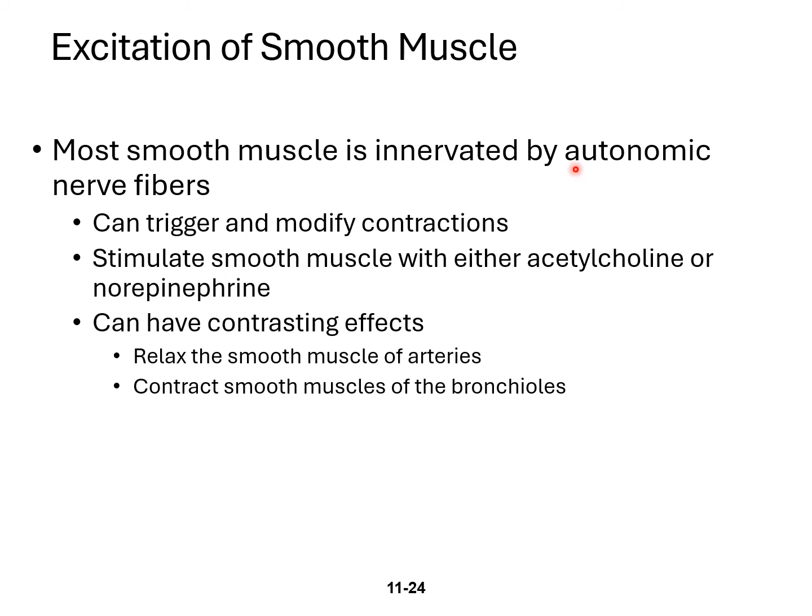And then we talked about the autonomic nervous system. These can trigger and modify contractions. We've also talked about other things that can do it, like stretch, pH, and all these other things. It's either going to be acetylcholine or norepinephrine, but again, most of these are going to be talked about when we do AMP2.